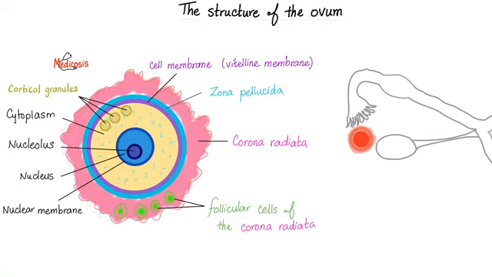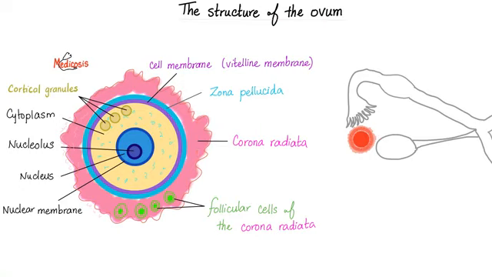Next, we have a clear layer, which is the Zona Pellucida. In Latin, this literally means the clear, beautiful layer. It is so clear, it's unbelievable. And then you have the corona radiata, which means the radiating crown surrounding the ovum.